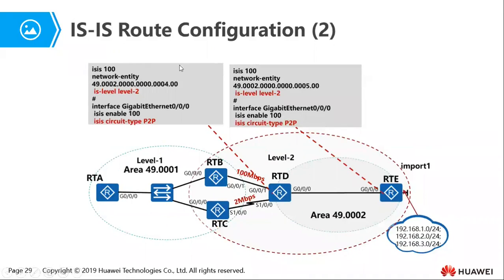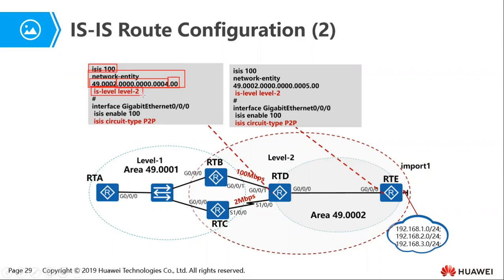So, IS-IS route configuration part 2. Now we configure RTD and RTE. They are supposed to be level 2 routers and in area 2. So let's see whether that has been met. The IS-IS process indeed is 100. Then we use the network entity to specify the area. Indeed, the area is area 2. Then the ID for router 4, RTD, is that one, and that one will always remain 00.